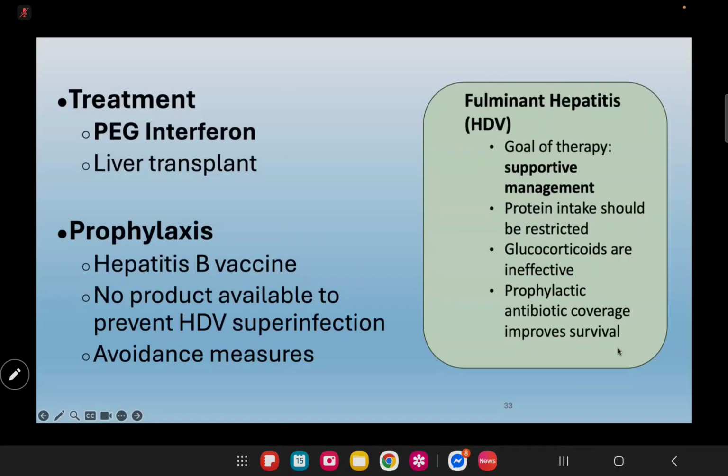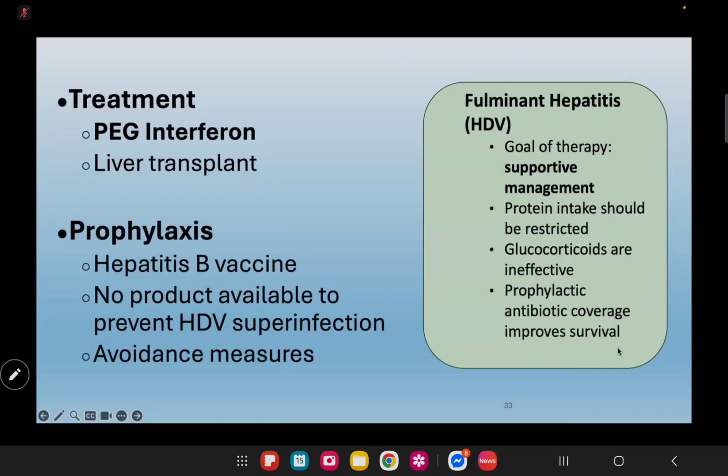So you would restrict protein because, as you know, protein catabolism, especially in the GI, has ammonia as a byproduct. Ammonia in the liver will become urea to be excreted in the urine. So if you have a failing liver, you cannot process the ammonia. Ammonia will build up in the blood, eventually going to the brain, causing encephalopathy. So the patient can have encephalopathy. That's why you need to restrict the protein intake.